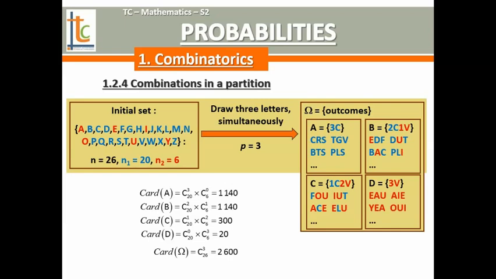You will be able to check the result. If you add the four numbers, you obtain 2,600, the total cardinal number of omega, of course.